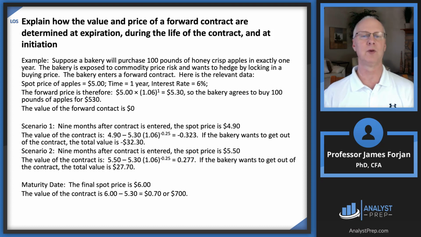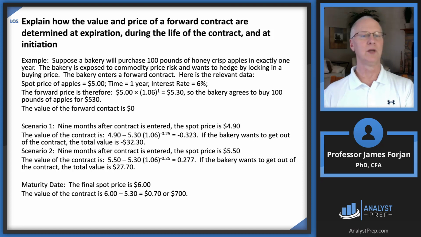All right, so let's suppose there's a forward contract and I have the same details from a previous slide. Spot price is $5, time is 1 year, and the risk-free rate is 6%. So the forward price then is the $5 times 1.06 raised to the first power, which is a future value, right? So that's $5.30. And so the bakery agrees to buy 100 pounds of apples for $530. In 1 year, no money changes hands, value of the contract is 0.